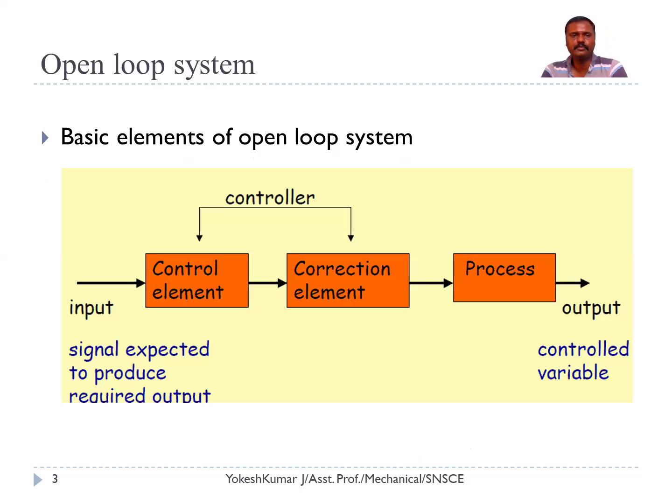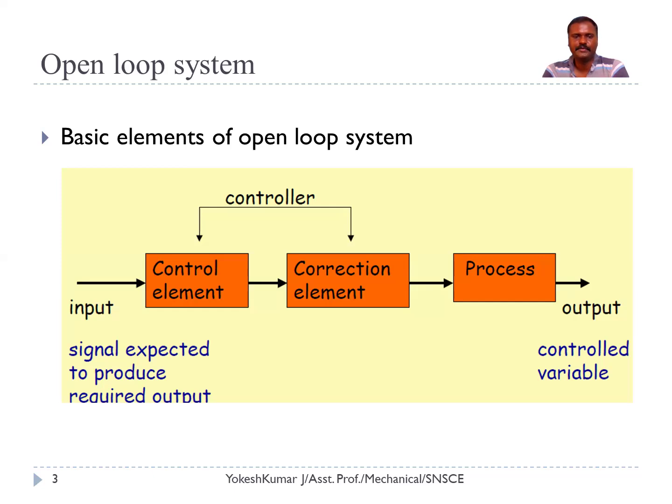Coming to the open loop control system, here I have listed the basic elements of an open loop control system. We have an input and an output. We have various types of controllers, sensors, and feedback from the sensors. Between the input and the output we have a controlled variable, for example temperature, flow rate, or pressure. And there is the controlling element and the correction element, which together are nothing but the controller.